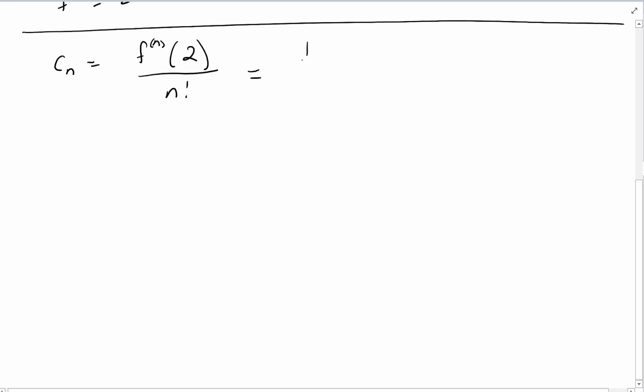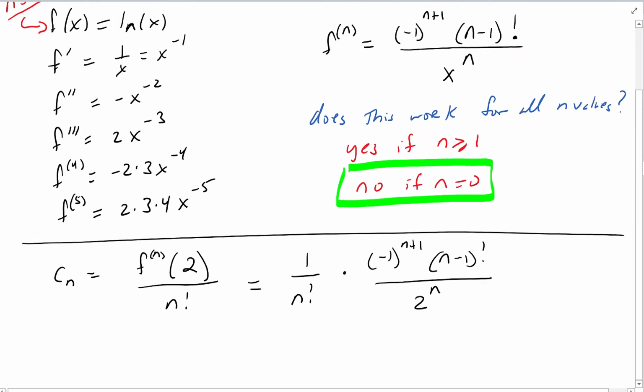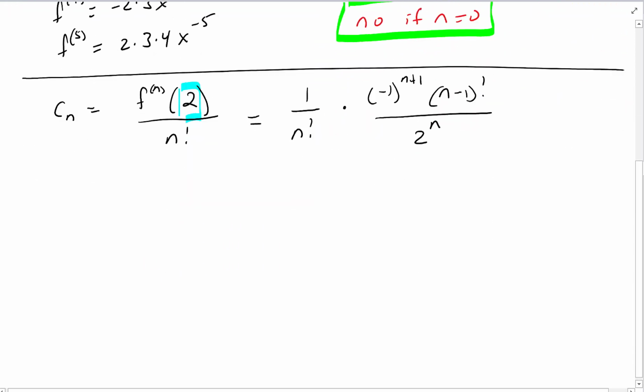So this is going to give me 1 over n factorial times minus 1 to the n plus 1, n minus 1 factorial over 2 to the n. So I go back to my nth derivative formula, my minus 1 to the n plus 1, n minus 1 factorial. I'm replacing this 2 in for my variable x. And I have the 1 over n factorial for my formula c sub n.